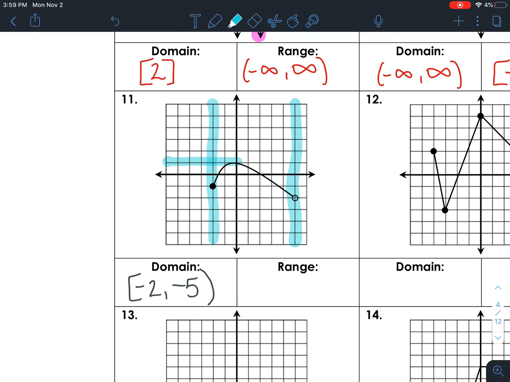Talking range here, highest point and my lowest point. So my lowest point is going to be -2, but again, that's going to get a parenthesis because it's an open circle when it hits that point. And my highest point is 1. That gets a bracket because it's actually hitting that.